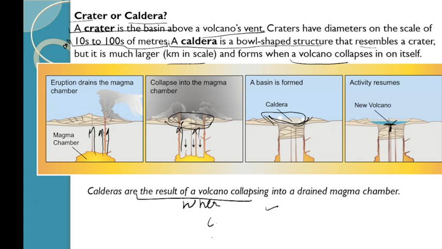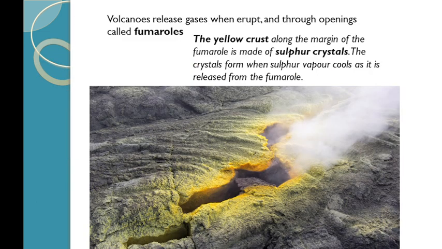This is important, you can put an asterisk mark on this question. Calderas are formed as a result of volcanic collapsing, but a crater is a small volcanic vent basin. So got it? Crater and caldera.